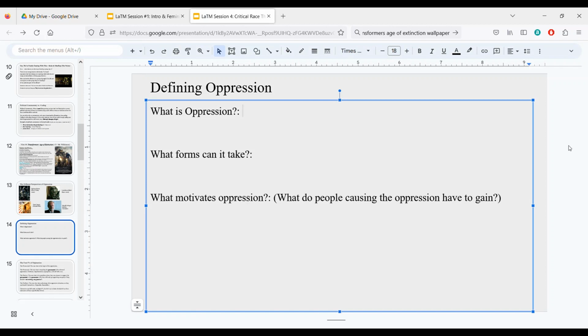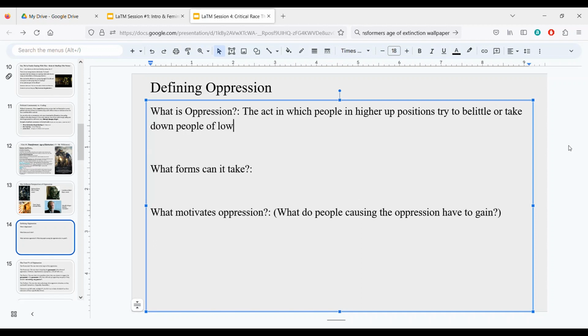Oppression is the act in which people in higher up positions try to belittle or take down people of perceived lower positions. Or status, maybe? Status, yeah. Status or positions? Status. Okay. And then what form is it going to take?